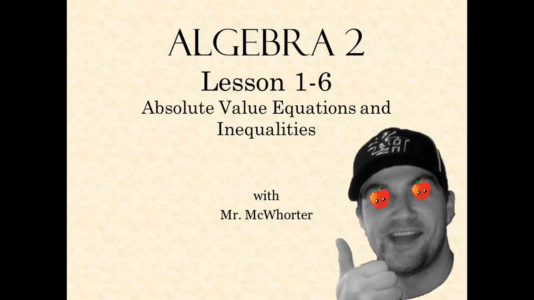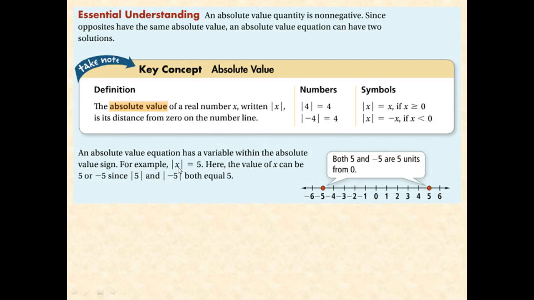Let's talk about absolute value equations and inequalities. The absolute value of a number, written like this, absolute value of x, is the distance from that number to 0 on the number line. That's always going to be a positive value, or 0. It's never going to be a negative value.